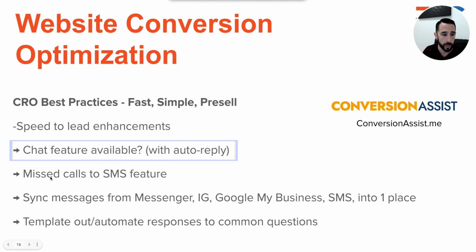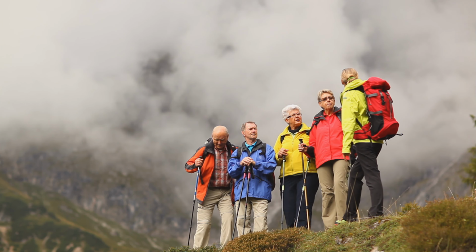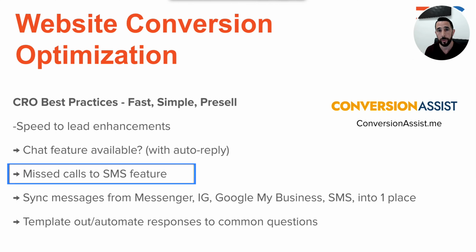You can also look at missed calls to SMS. Basically, when you miss a phone call, let's say you're in the middle of guiding a tour or handling customer service, or you're on the other line for that matter. If somebody calls you and you miss them, you can have an automatic text go out and say, hey, we just missed your call. I really apologize for that. How can we help? And now you just turn that back into a SMS conversation.